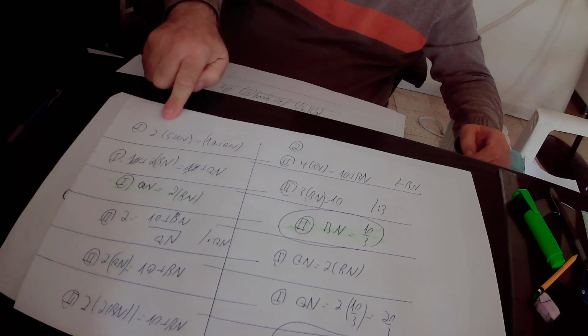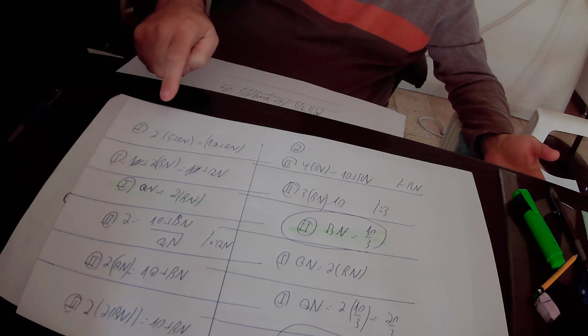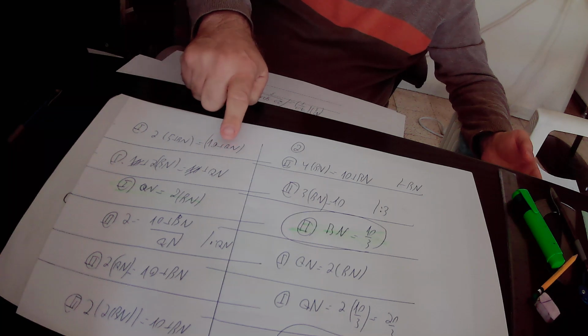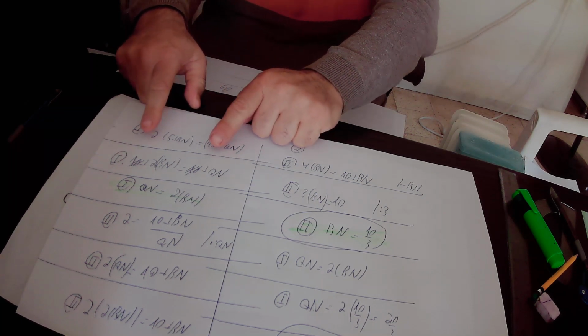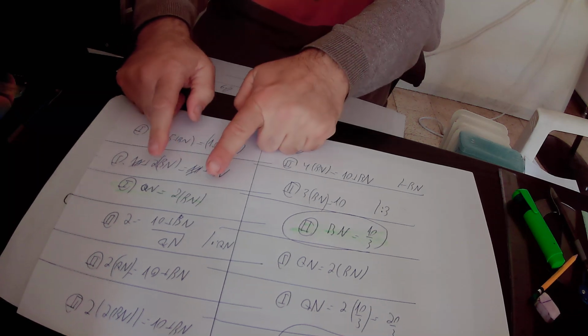Here we open the brackets on this side of equation number 1, and we found out that 2 times 5 is 10, plus 2 times Bn is 2Bn, equals 10 plus Qn. Here we have 10 on both sides of the equation, so 10 will get cancelled, and we are left with Qn, that is equal to 2 times Bn.